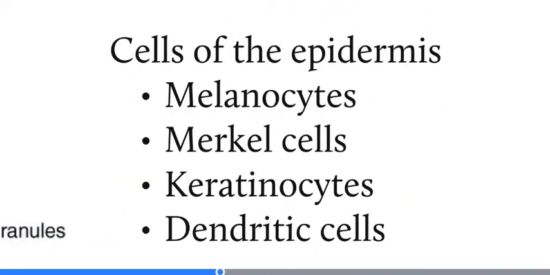This is a list of the 4 major types of cells found in the epidermis. Melanocytes and Merkel cells are found in the stratum basale. The keratinocytes are found in all layers, stratum basale through stratum corneum, and dendritic cells are found in the stratum spinosum, along with keratinocytes.